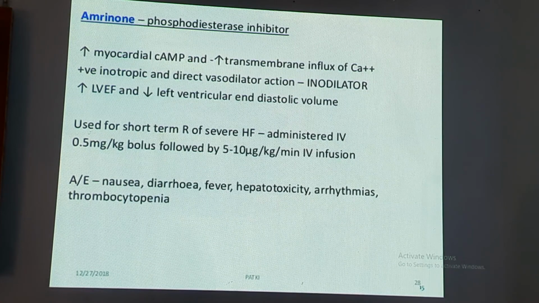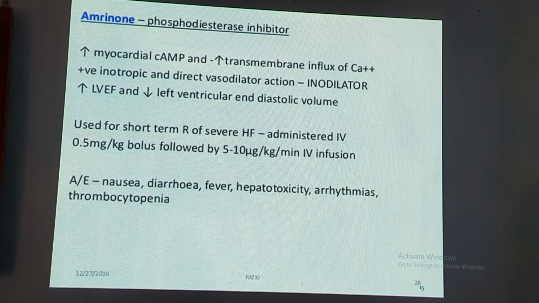Increases left ventricular ejection flow and decreases left ventricular diastolic volume. They are the main effects of amrinone. That is increased myocardial cyclic AMP concentration and increased transmembrane influx of calcium ion, with positive inotropic and direct vasodilator actions, known as inodilators. And it increases left ventricular ejection flow and decreases left ventricular diastolic volume.